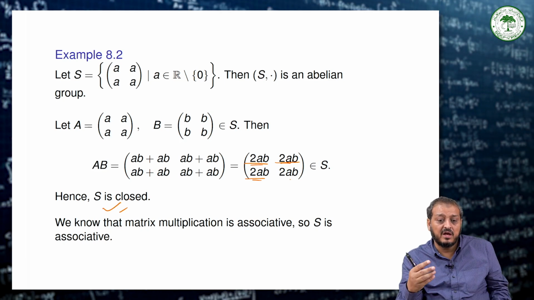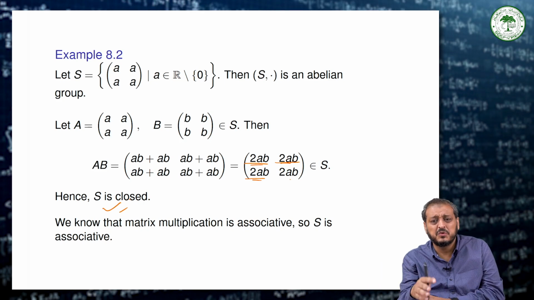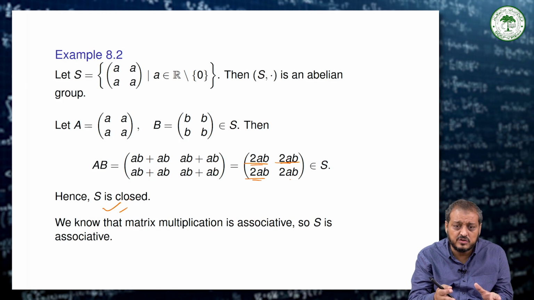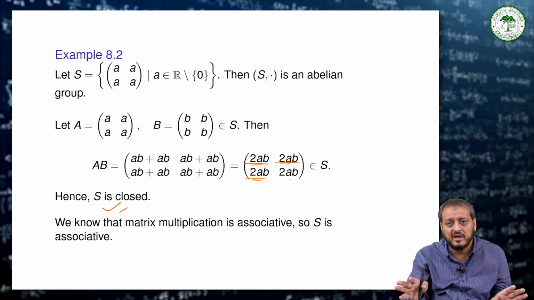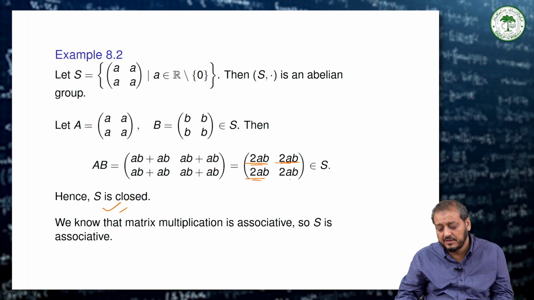Now next, we know that matrix multiplication is associative, so there is no need to verify associativity again. We assume that since matrix multiplication is associative, S is associative.